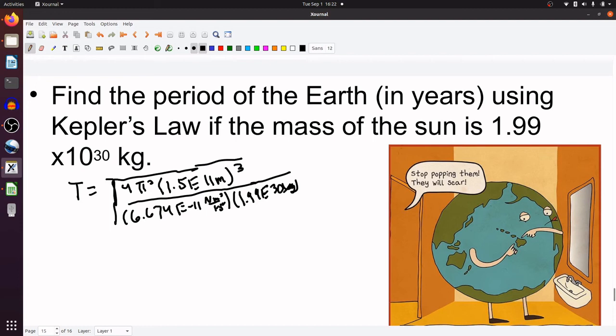A little longer than I wanted to, but I made a boo-boo. So I'm just going to write the number 3. I think it's 31,670,413 seconds. And I want to convert that into years.